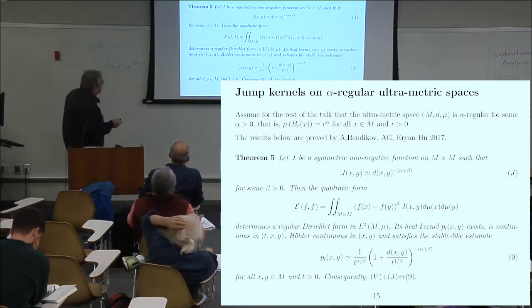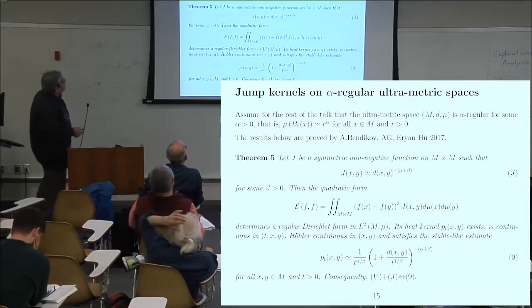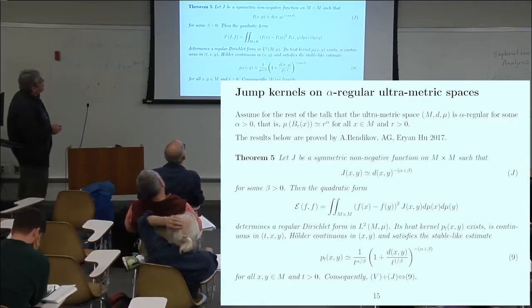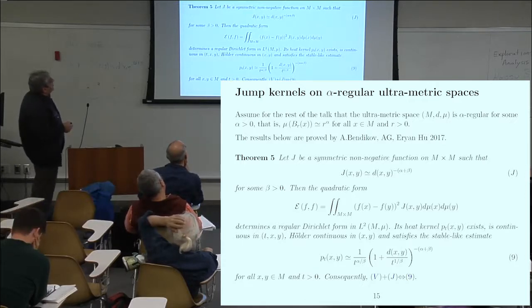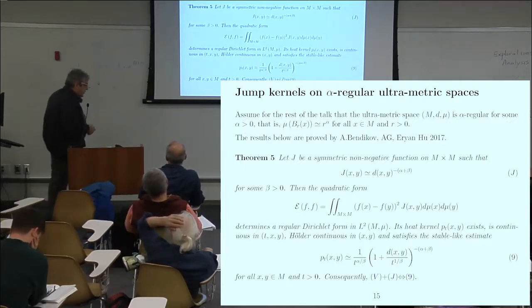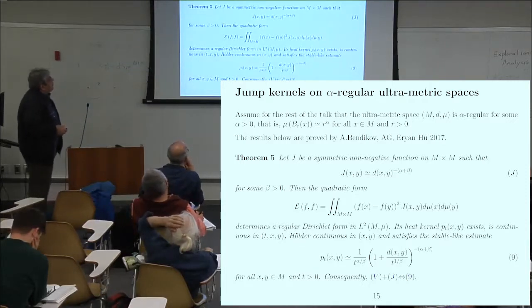So, here is the first result in this area that we did recently with Sasha Bendikov and Arian Hu. Assuming first that the ultrametric space is alpha regular, that is, the measure of every ball is of order r to the alpha. As we have seen for p-adic numbers, this is the case. So the statement is as follows.